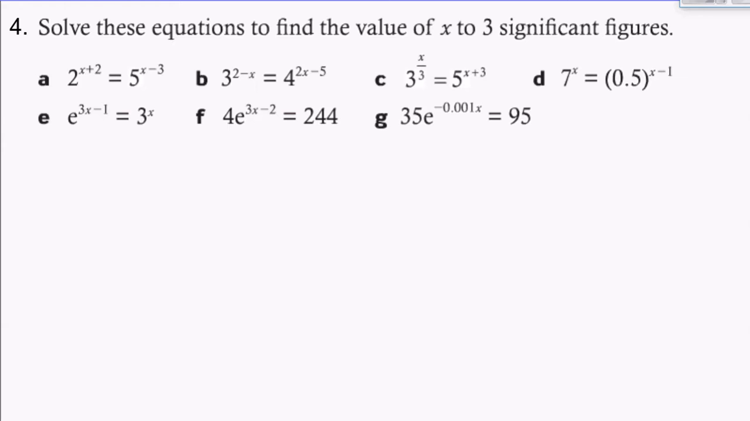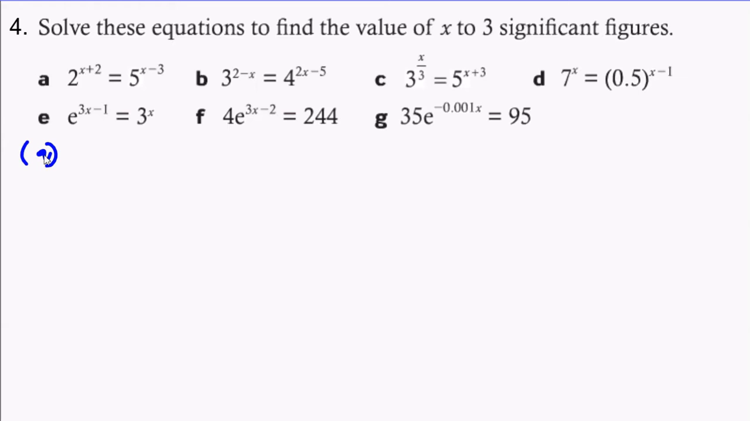Solve these equations to find the value of x to three significant figures. What I recommend is try and work them out for yourself, and then after finishing them off, you can check against my solution. So I'll start with the first one.